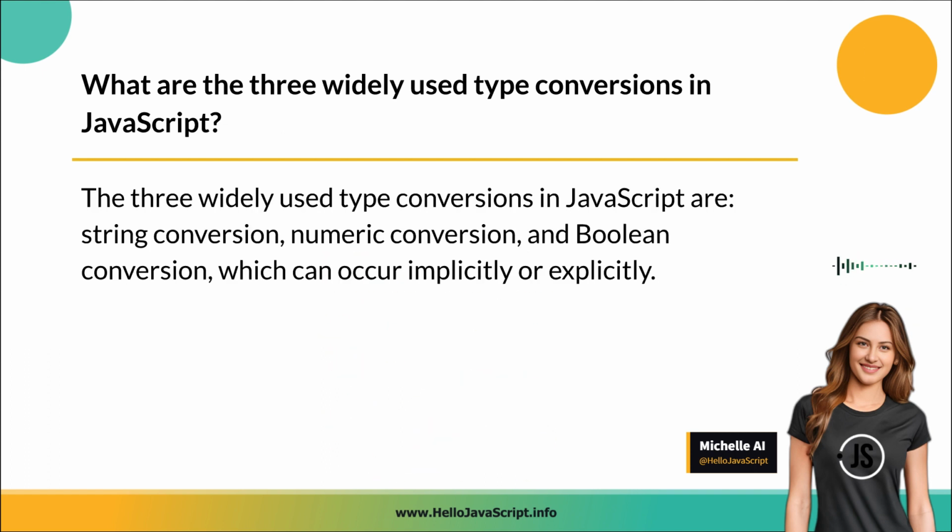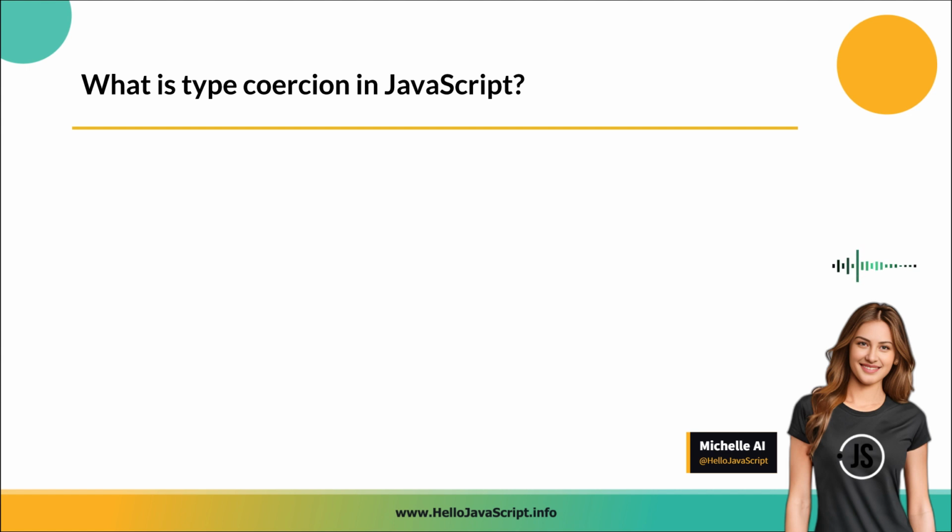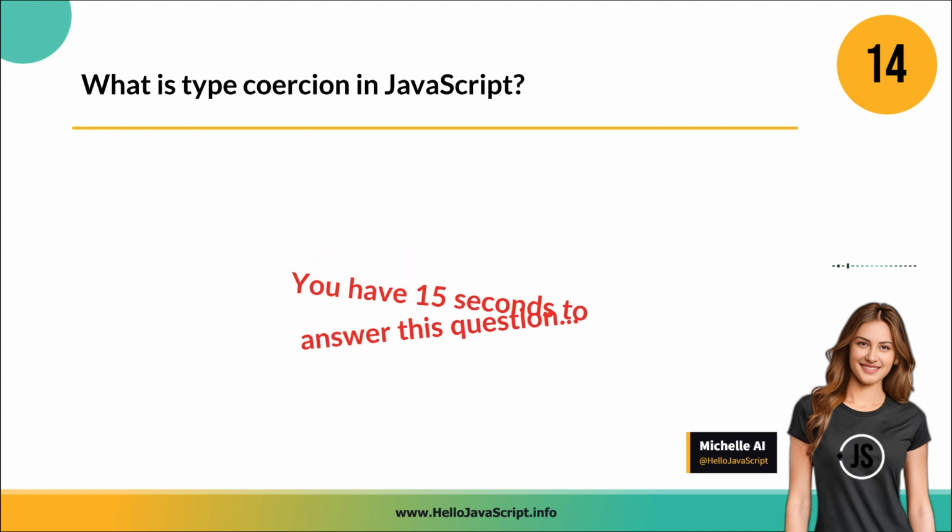Here is the correct answer to this question. The 3 widely used type conversions in JavaScript are string conversion, numeric conversion, and Boolean conversion, which can occur implicitly or explicitly. Let's move on to the next question. What is type coercion in JavaScript?